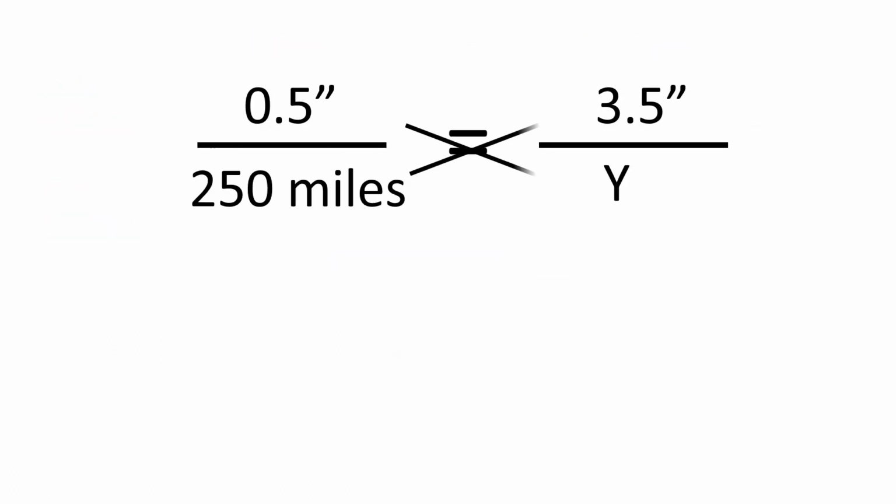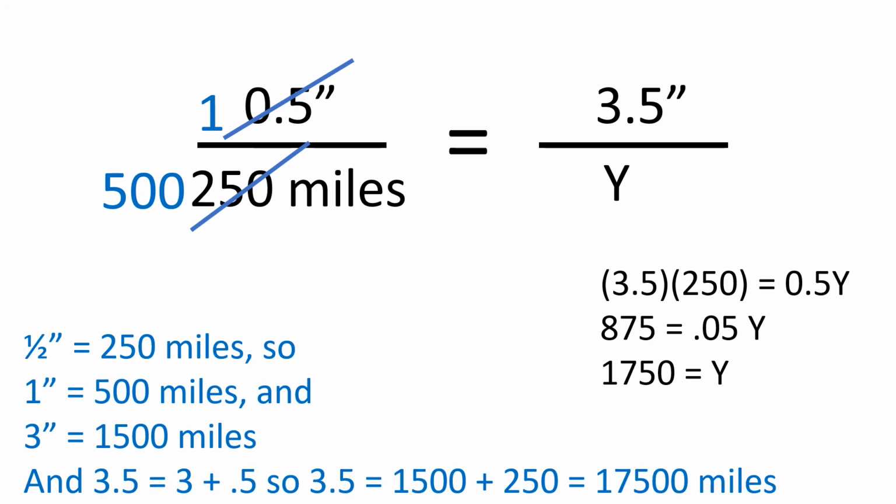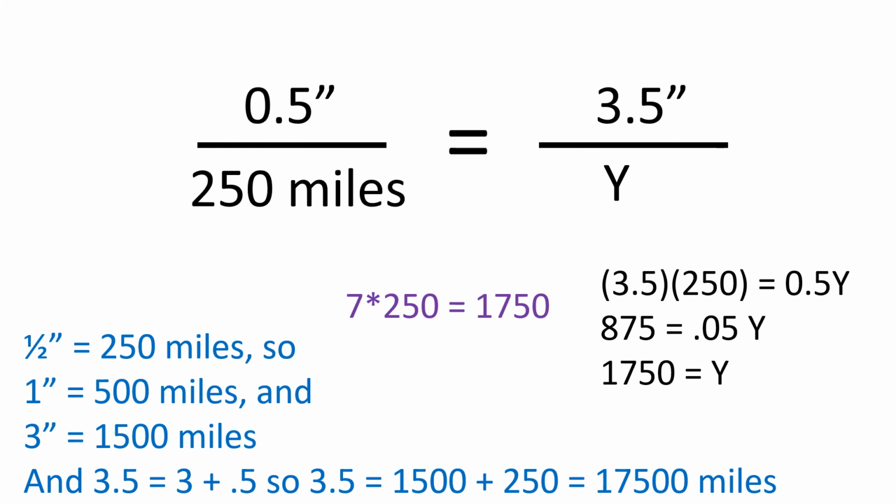We can cross multiply. Simplify the left side so we have the scale in whole inches, which gives us 1 inch equals 500 miles. Then multiply by 3 and add 250 for the half. We can notice that 0.5 times 7 is 3.5 and multiply 250 by 7. How we choose to do it depends on what patterns we see and if we have a calculator handy or not. The purple way is faster if you already have a calculator out or are really good at multiplication, but the blue way is easier to do in your head.